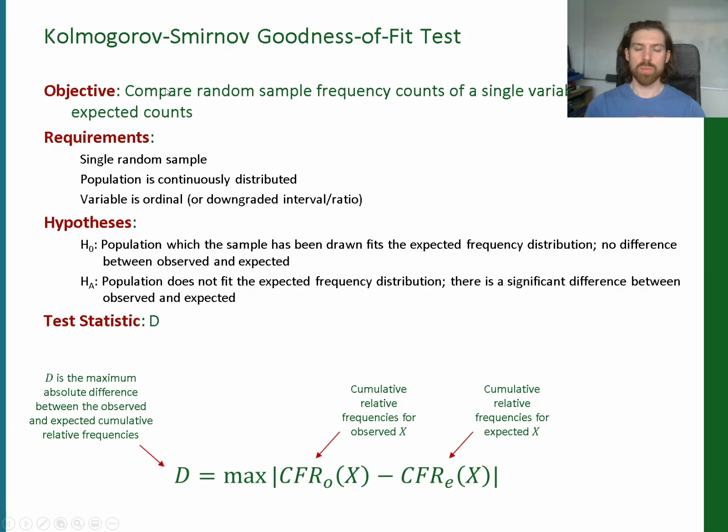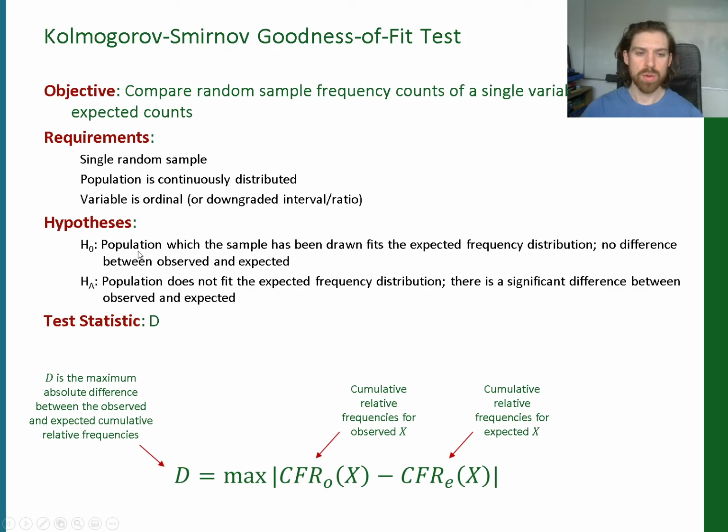What we want to do is compare random sample frequency counts of a single variable with expected counts. Okay, so you have assumptions that you need to meet, so it needs to be a single random sample. The population needs to be assumed to be continuously distributed, and the variable that you would expect is ordinal. So essentially, that could be downgraded interval ratio data. So if you were to use this with continuous data, then you would have to convert it into your ordered categories.